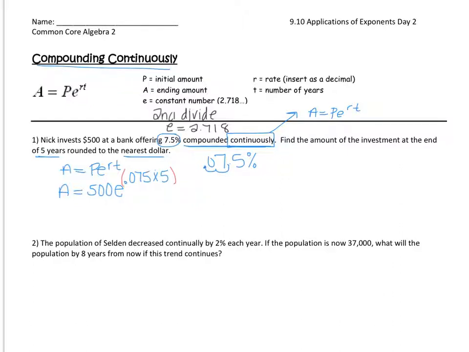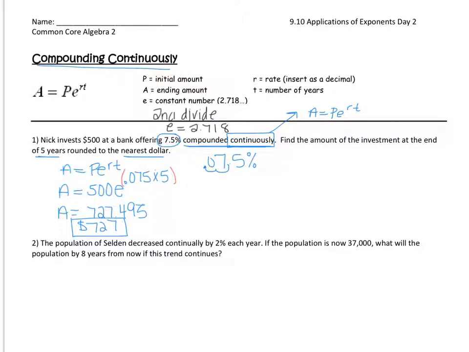Okay, you should have gotten approximately $727 and 4.495, but it says to round to the nearest dollar, so approximately $727. That's how much money he would make after 5 years.